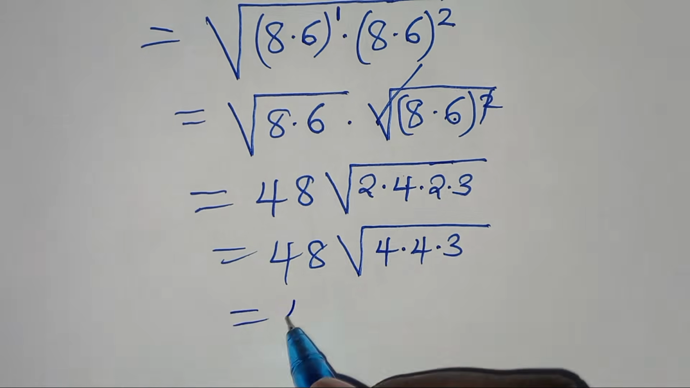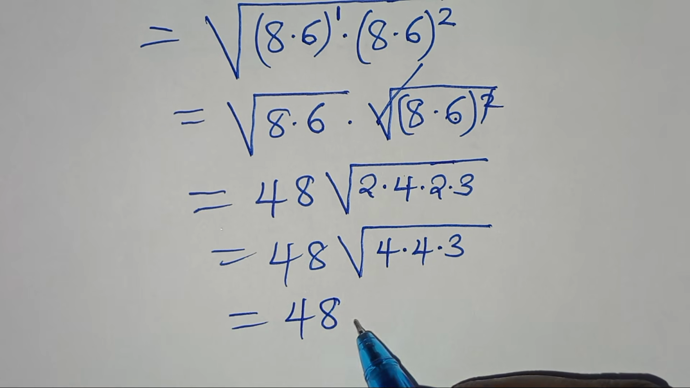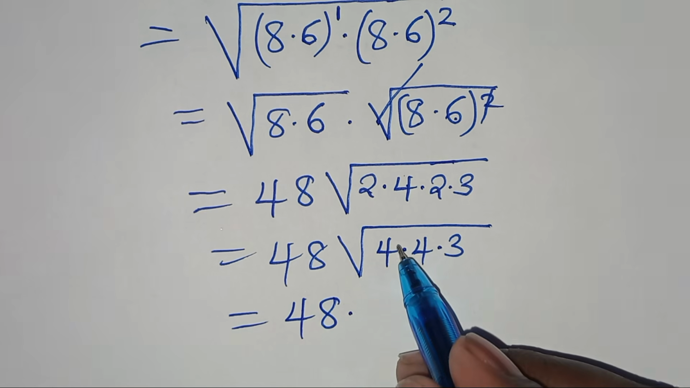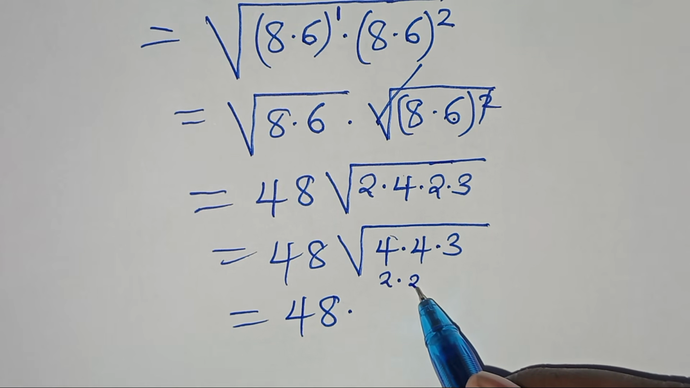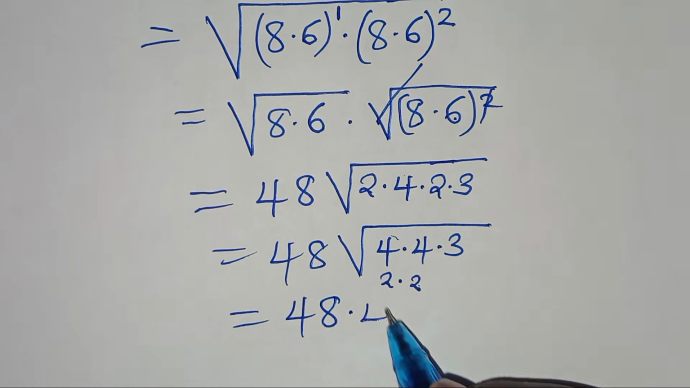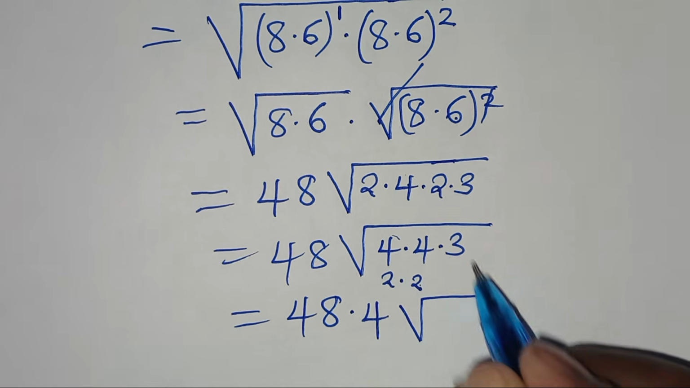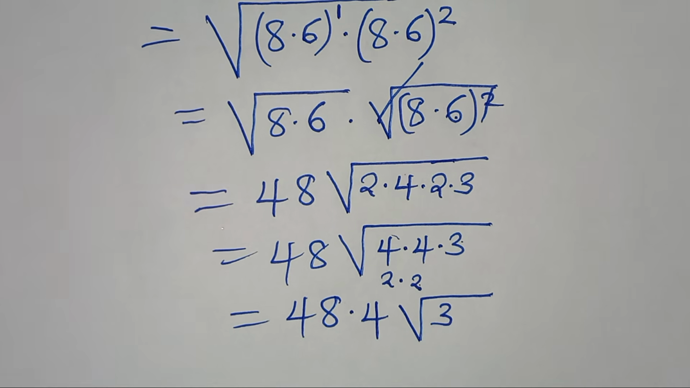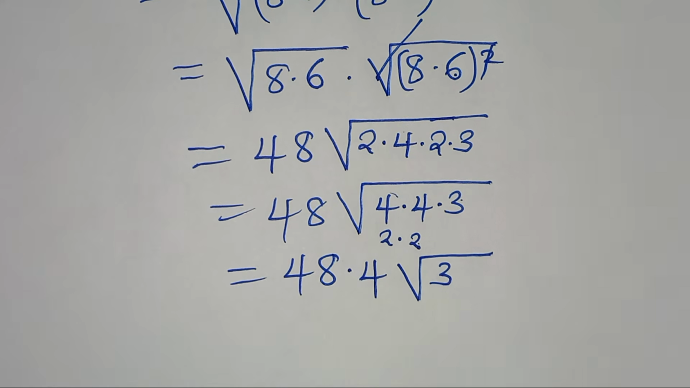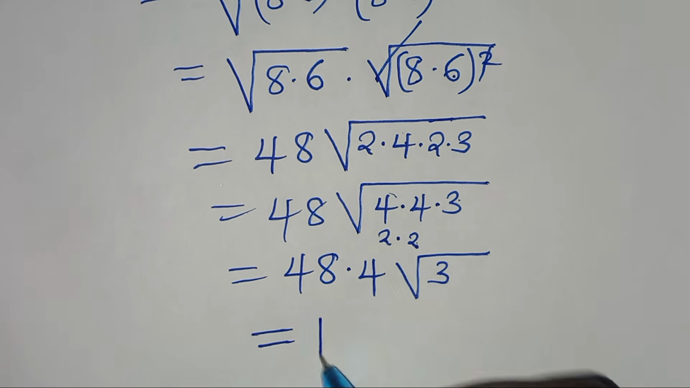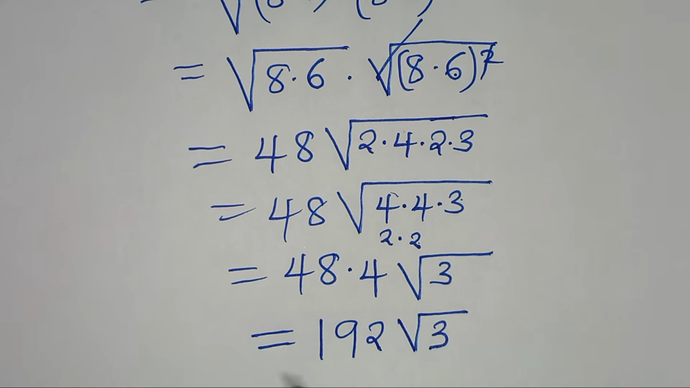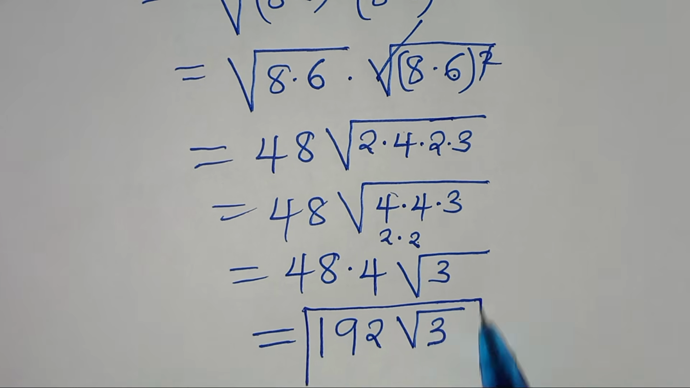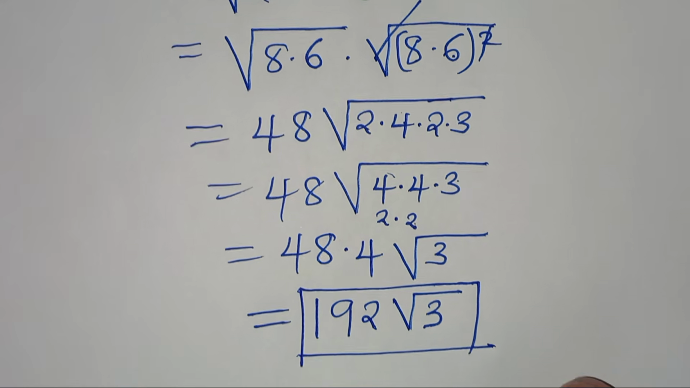And this is equal to 48 multiplied by, now, the square root of 4, this is 2, and the square root of 4 again is 2. So this is 2 times 2, which is 4, then times square root of 3. So we have 48 times 4. This is equal to 192 multiplied by square root of 3. And this is the solution to this square root math problem.